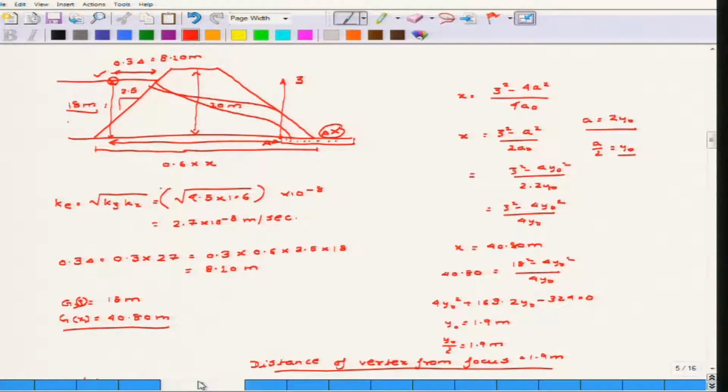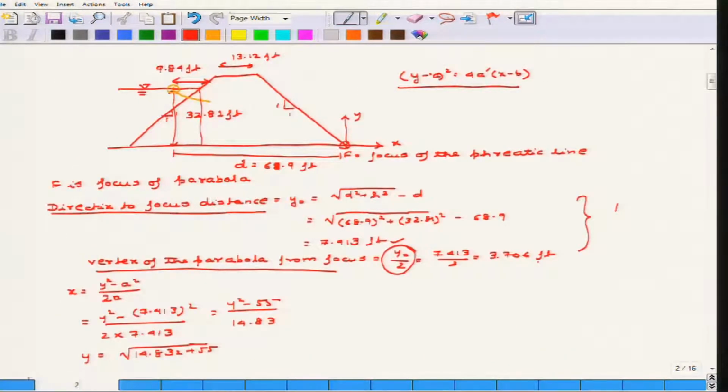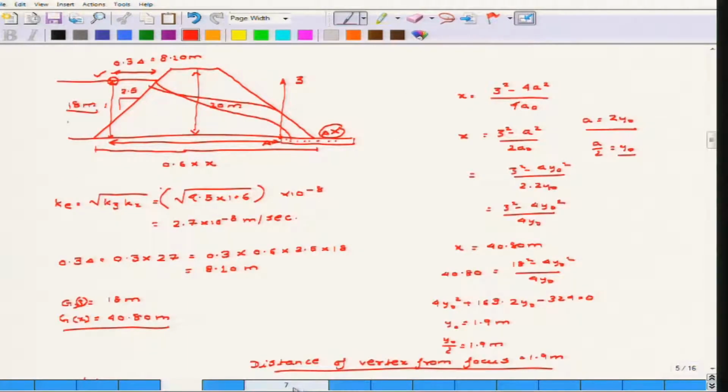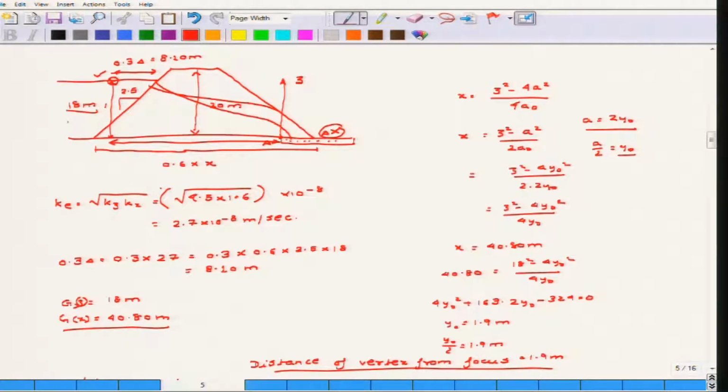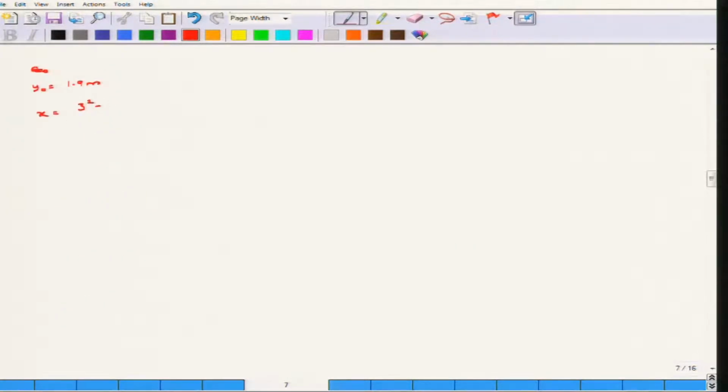So, if that is the case, then we will just substitute this y naught value, that is 1.9 meter, in the original equation, x is equal to z square minus a square by 2 a naught. So, this comes out to be z square minus a square by 2 into 4 into 1.9 square. So, this comes out to be z square minus 14.4 by 7.6.